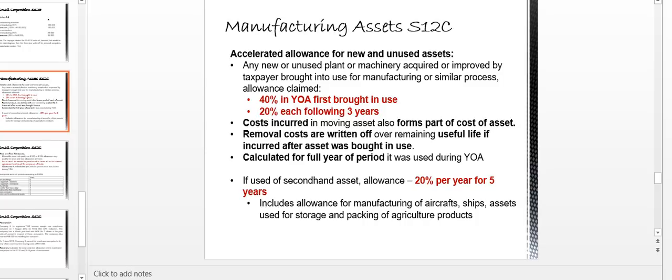And again, it's calculated for the full year of period it was used during the year of assessment. So for a manufacturing asset, you do not proportion it according to the portion of the year. You use the full year of assessment. But if this manufacturing asset is brought into use as second-hand or used, then the allowance is simply at 20% per year over a 5-year period.